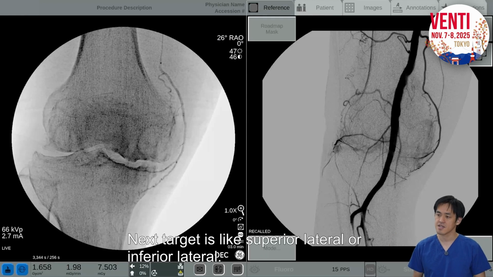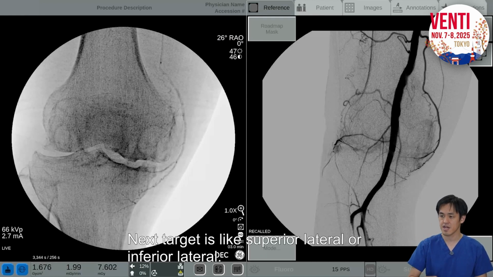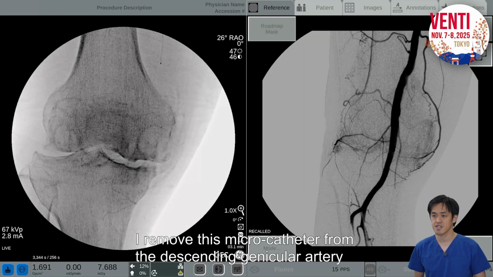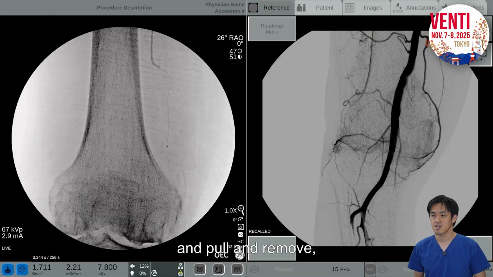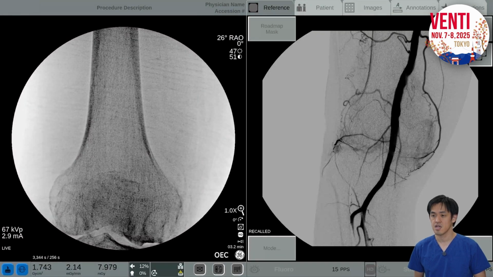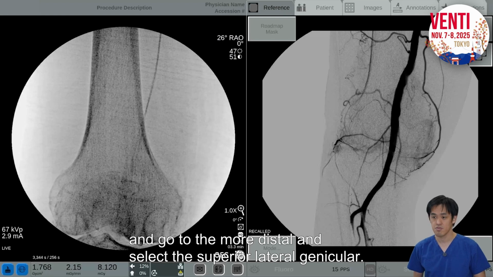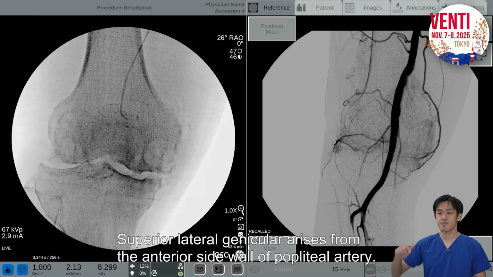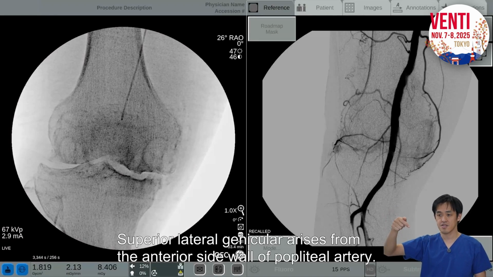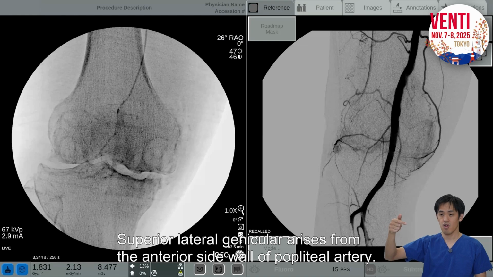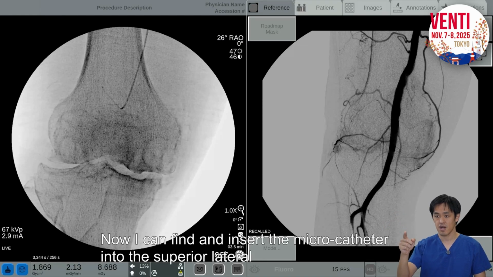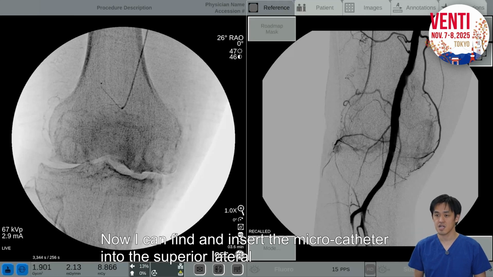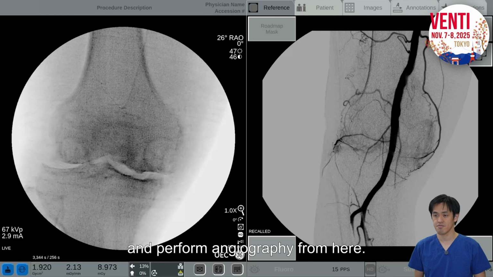The next target is the superior lateral or inferior lateral. I remove this microcatheter from the descending genicular artery, pull back, and go more distal and select the superior lateral genicular. The superior lateral genicular arises from the anterior side wall of the popliteal artery. Now I can find and insert the microcatheter into the superior lateral and perform angiography from here.